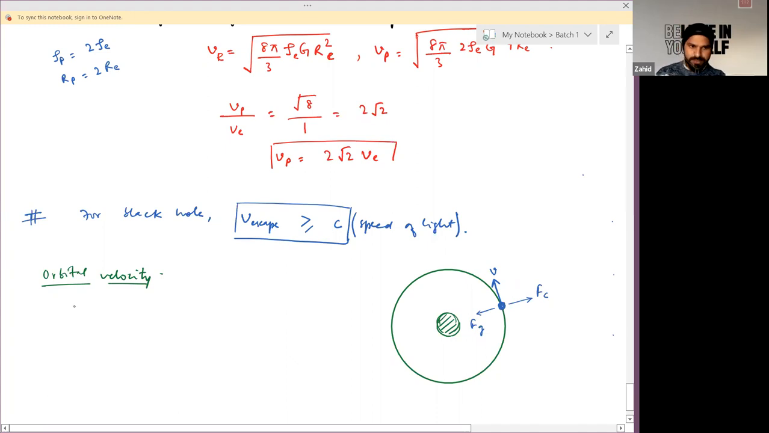So orbital velocity is the constant velocity with which a body revolves around a planet, or let's say Earth, in close orbit.